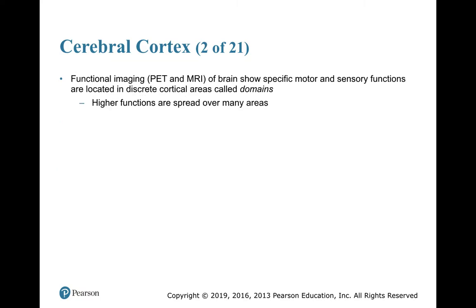We can use different imaging now, PET and MRI, to show motor and sensory functions are located in discrete areas we'll call domains. Most higher functions are spread out over many areas. A lot of the information we have about what happens where in the brain has historically come from patients who have suffered injuries or accidents to their brain, and we know what functions they've lost. That's changing. We now have active imaging methods that allow us to see what's happening in normal brains, and that's a very important part of research.